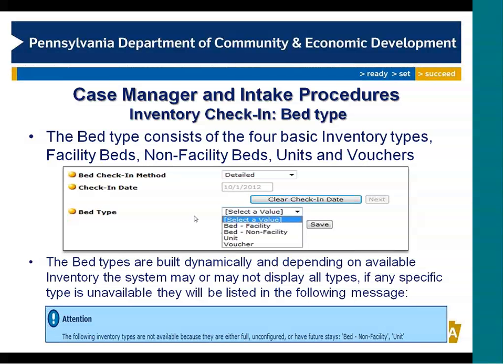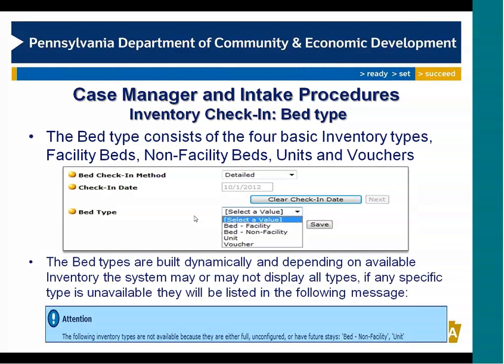Depending on which one you select, the system will dynamically build the next screens depending on that item and the requirements of those items. The system also builds this bed type selection list dynamically depending on the status of your current inventory, what's configured, what's filled, that sort of thing. It only shows inventory types that A, are available in your inventory, and B, have the ability to meet the demand of your selected clients.